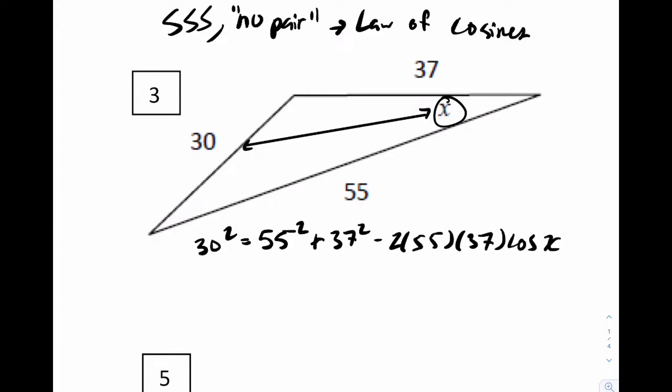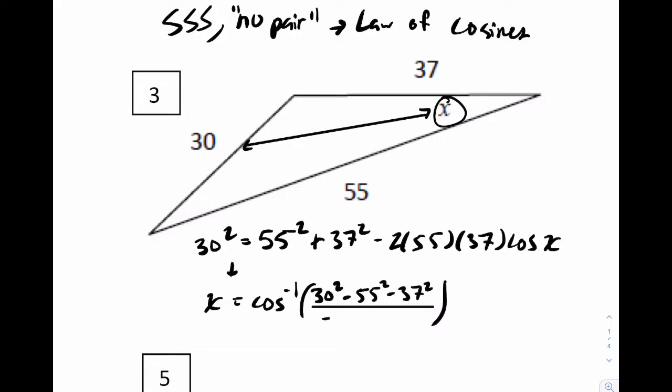Now, if you're comfortable, again, you can skip straight to here. x must equal cosine inverse of this entire expression. If you do the algebra in your head, 30 squared minus 55 squared minus 37 squared divided by negative 2 times 55 times 37. You don't have to do that, but I know a couple of you are getting really good at this in your head, so you can just write that step. You plug that in your calculator, and you're going to get x is equal to 30.9 degrees. And again, don't forget that degree symbol.